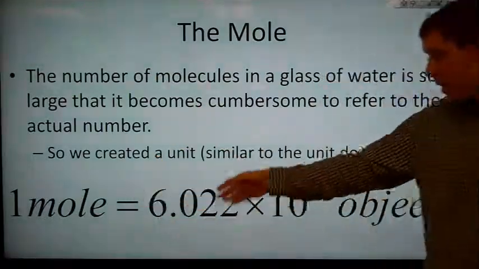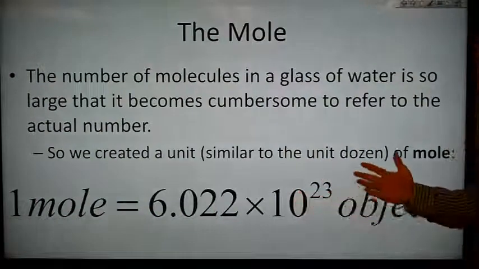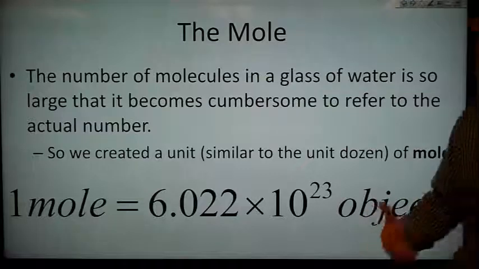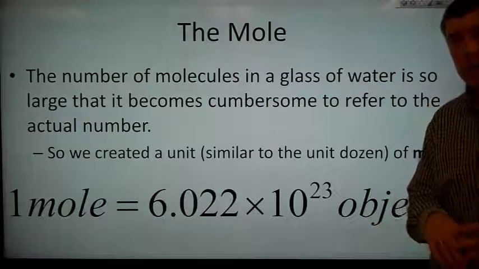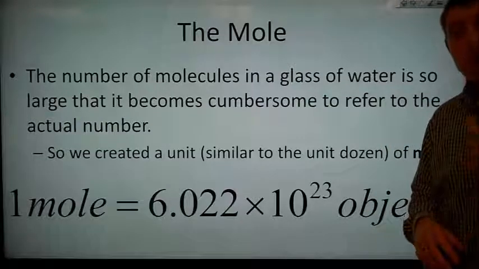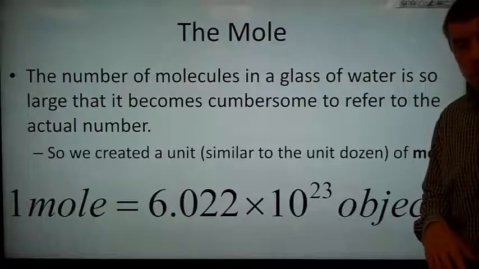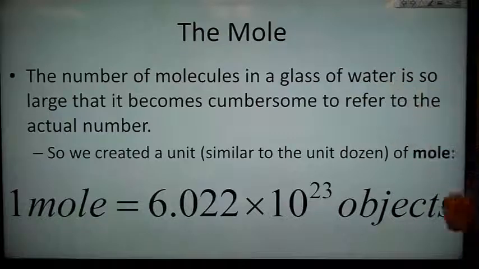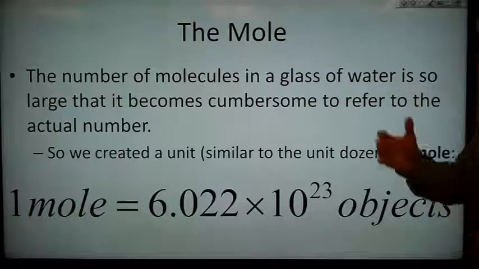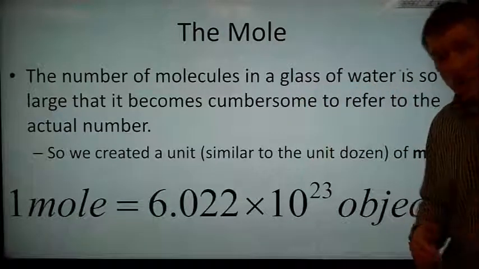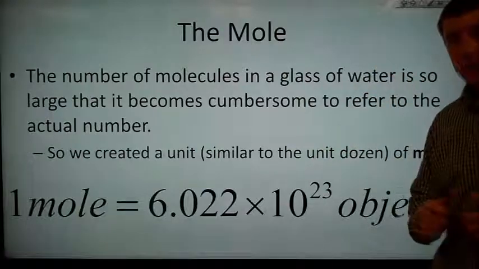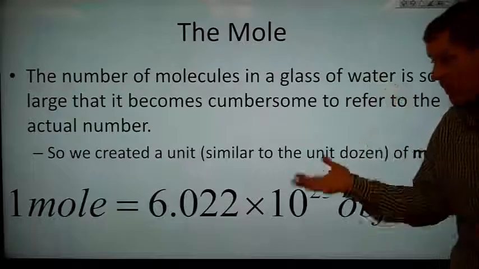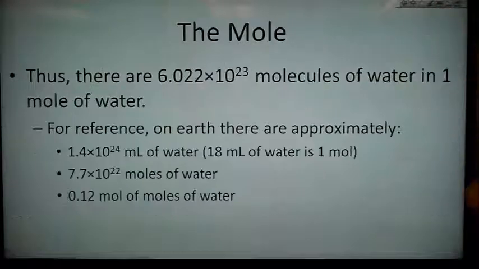So 1 mole is equal to 6.022 times 10 to the 23 objects. It's 6.022 times 10 to the 23 of something, just like a dozen is 12 of something. It's a dozen donuts, or a dozen rabbits, or a dozen people, a dozen carbon atoms, let's say. So we have a mole of rabbits, or a mole of donuts. That would be tasty. A mole of people, or a mole of carbon atoms, let's say.